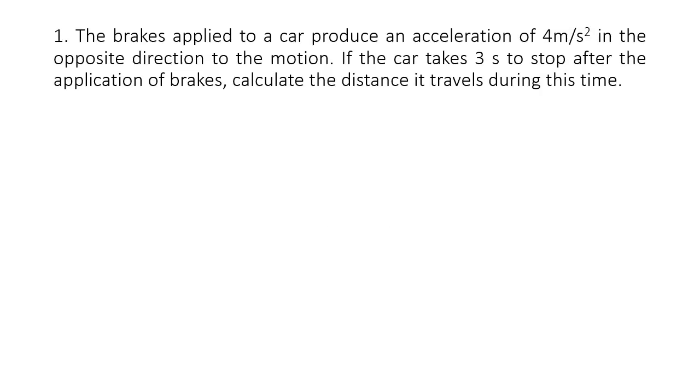The first example: the brakes applied to a car produce an acceleration of 4 meter per second square in the opposite direction to the motion. Yes, so it is negative acceleration because it is in the opposite direction, or we can call it retardation. So a car was moving and brakes were applied. So you can understand the velocity is decreasing.